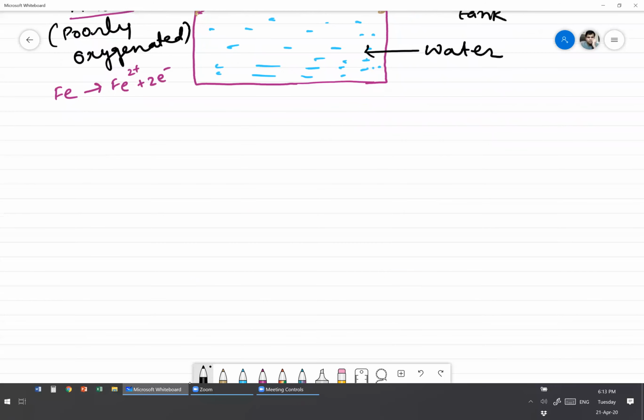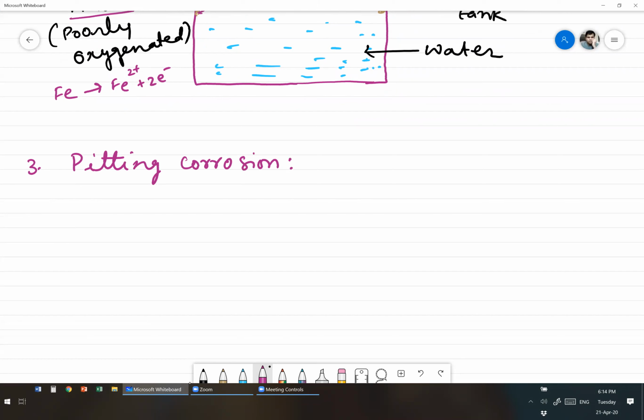All right, now let's take the third type of corrosion, that is called pitting corrosion. This type of corrosion is a localized attack on the metal, resulting in the formation of a pit, hole or cavity.